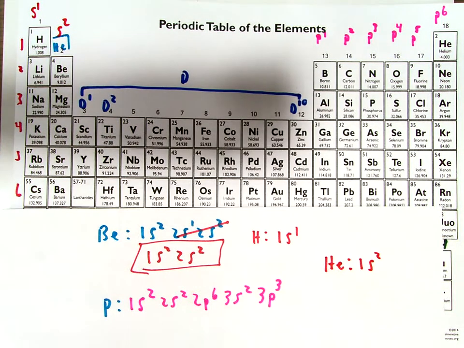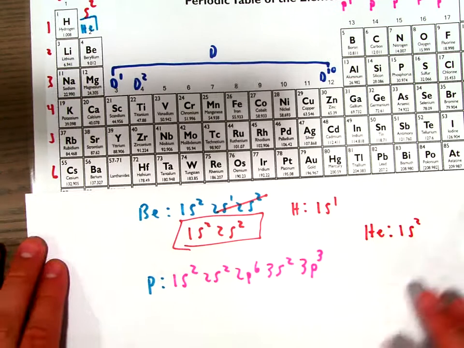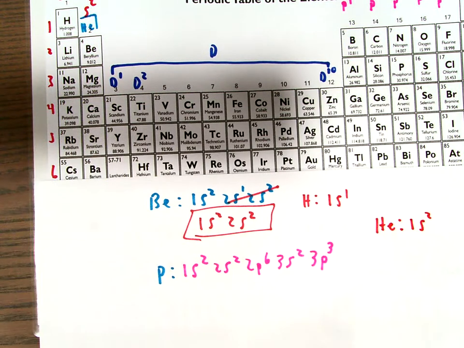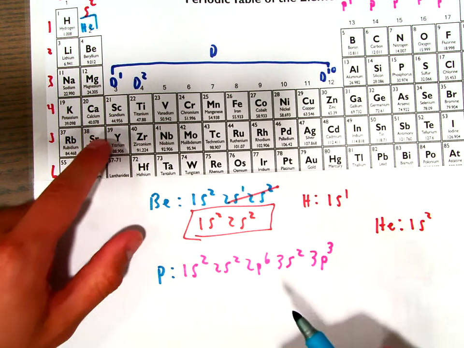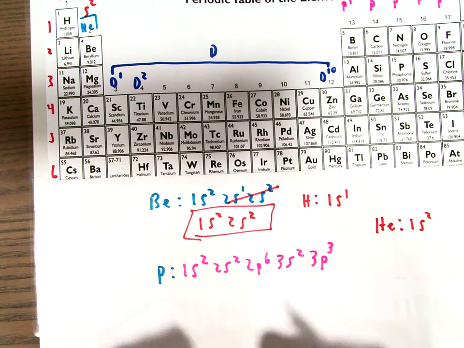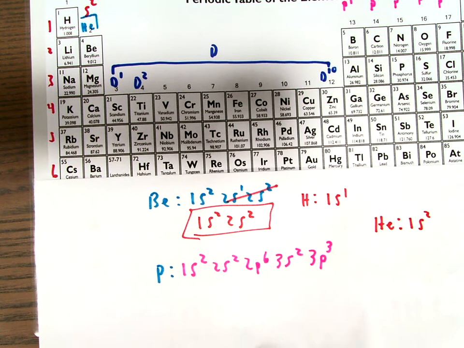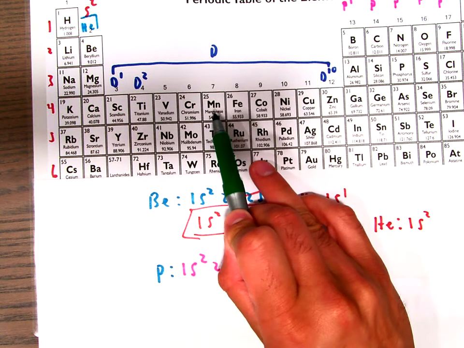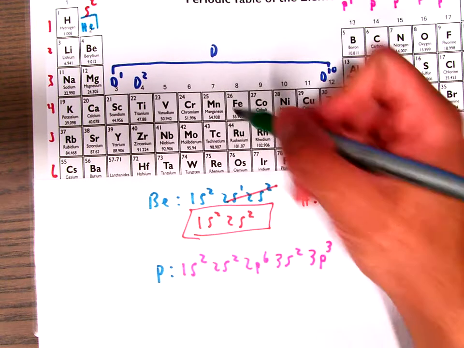Okay, so now let's do something that has to do with this D block here. Okay, so if we have something in the D block, these are actually one energy level lower. Okay, so I'm going to go over what that means when I'm doing the problem. But let's go ahead and let's do magnesium, right? Magnesium is 25.